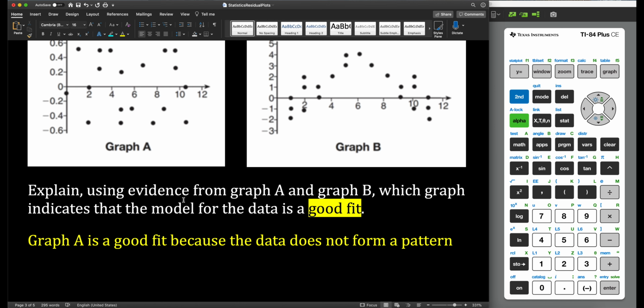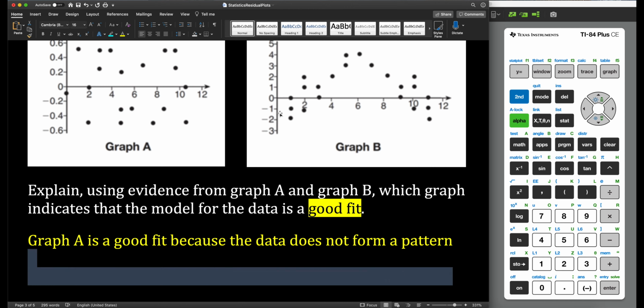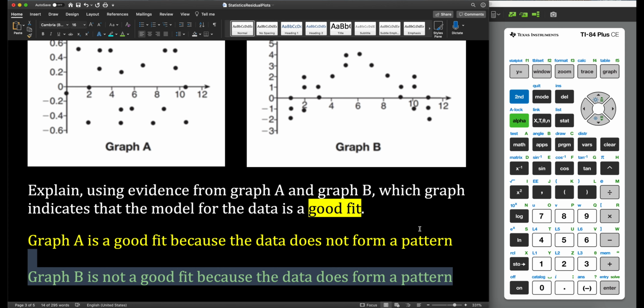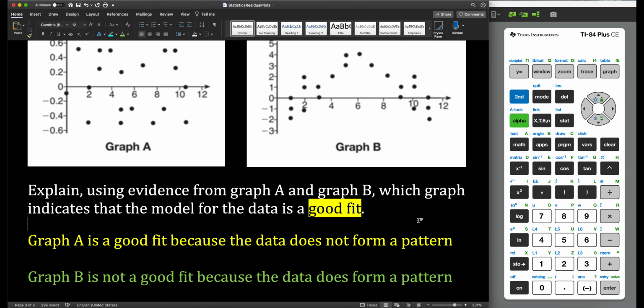Remember, it says using evidence from graph A and graph B. That means you have to mention graph B in your answer. So what do you say about graph B? You would say graph B is not a good fit because it does form a pattern. All right, that's how you would answer a Part 2 on the Regents.